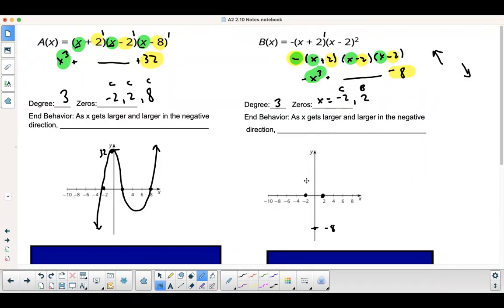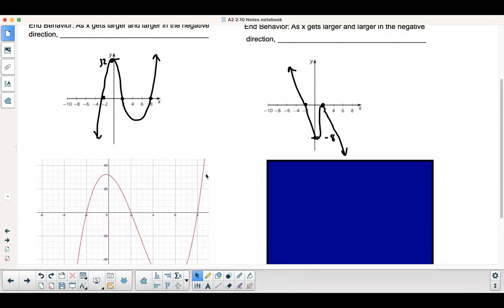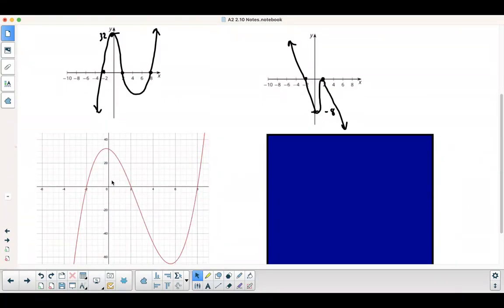So I know the left side's got to go up. So I'm going to go far left. And I'm going to go down here. I'll make sure I bounce. And I keep going down because I don't want to cross again. So the graph would look something like that. Now let's check it with the actual graph. So looks pretty close. Now we don't know where these relative max and mins are going to be because you need calculus to do that. So I'm not too worried about that.